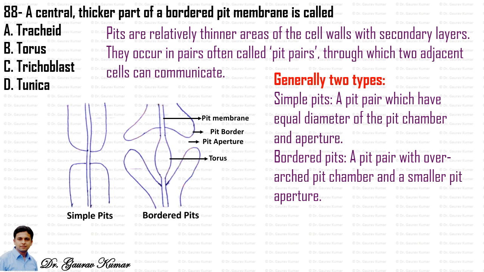So you can see in the bordered pit that the pit chamber is over-arched and there is a smaller pit aperture, and in the middle you can see the thick or bulged part of the pit membrane, which is called as torus. So the answer to this question will be that a central thicker part of a bordered pit membrane is called as torus.